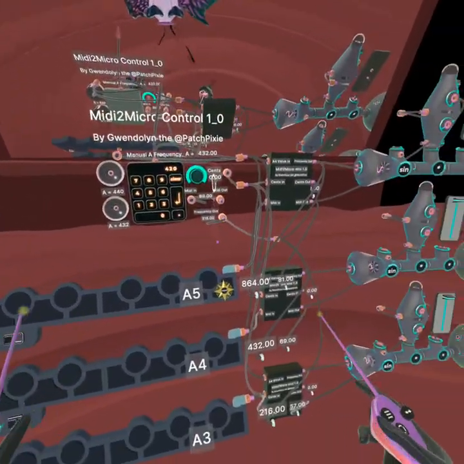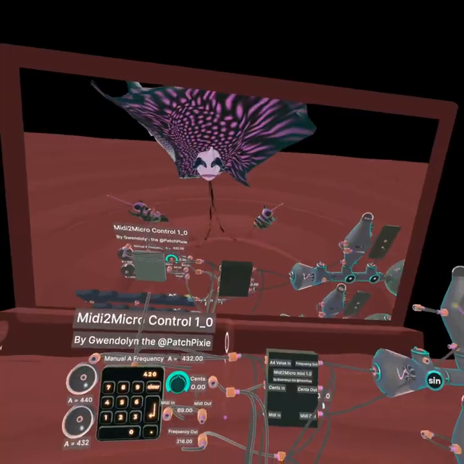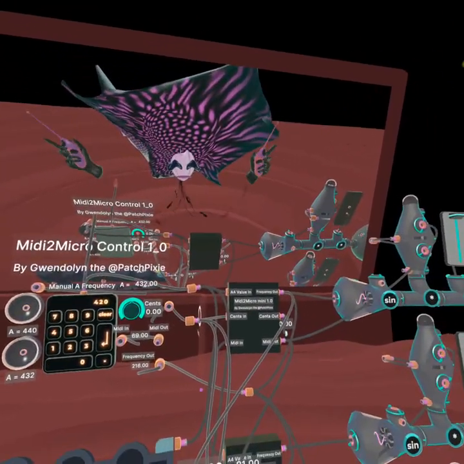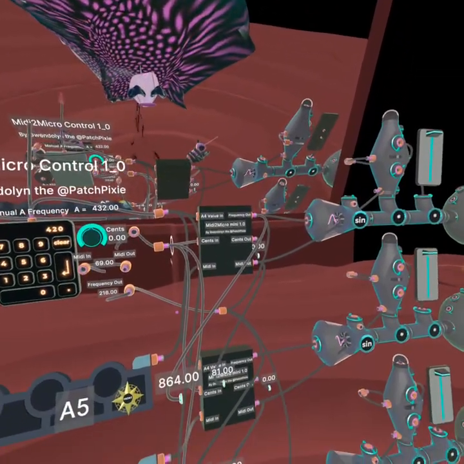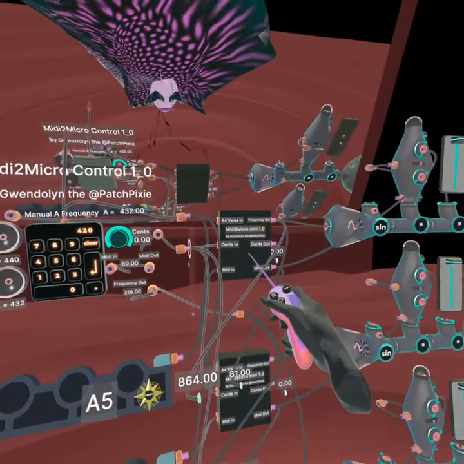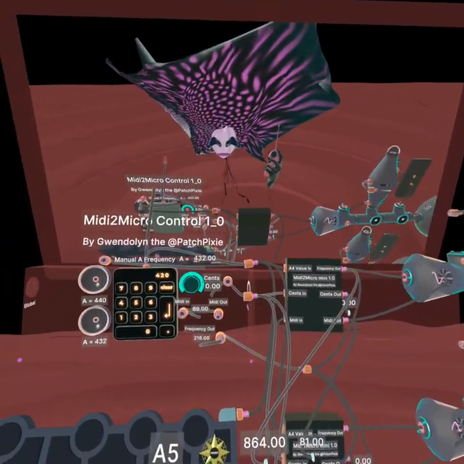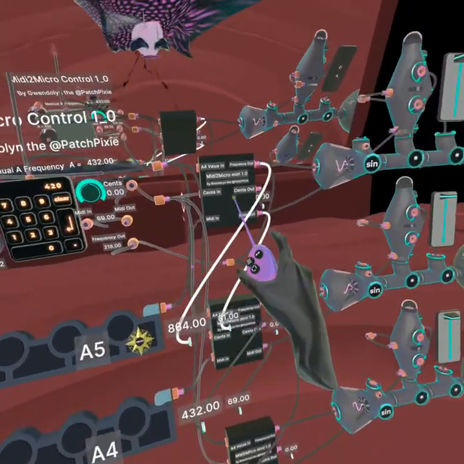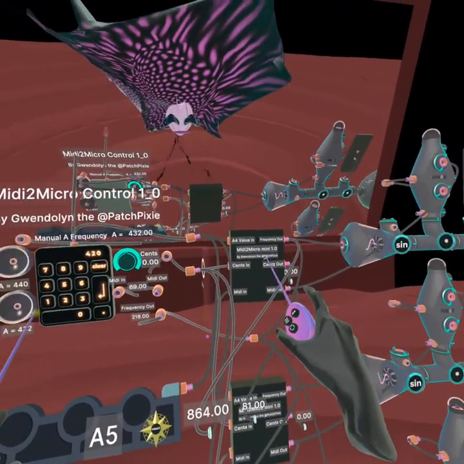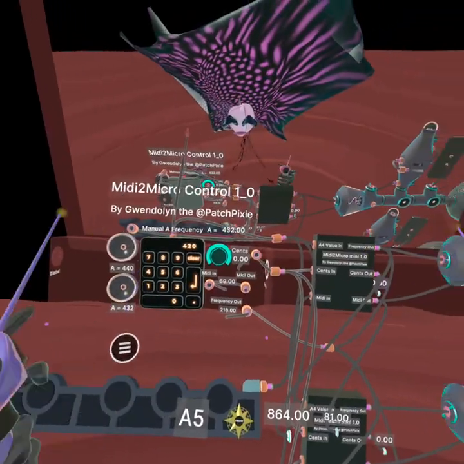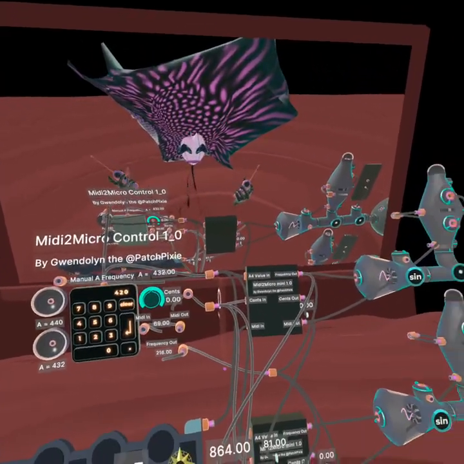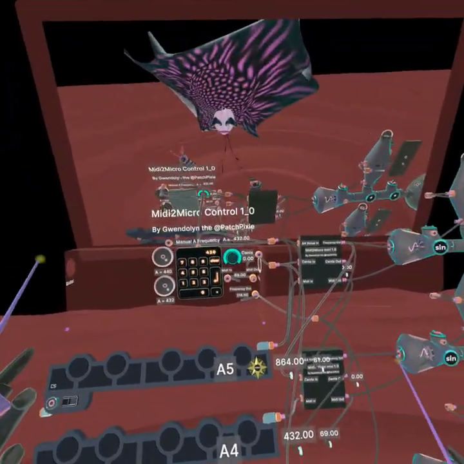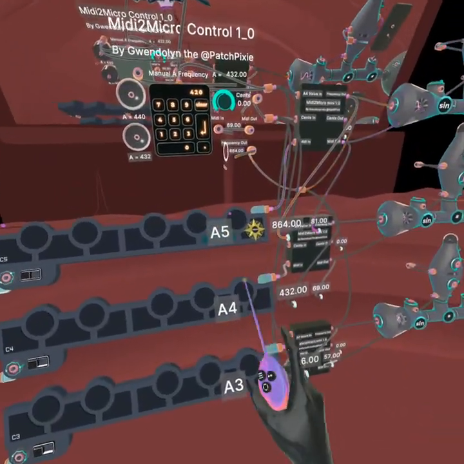But yeah, I have this object published, and there's a world that I published in Patchworld VR. This is in Patchworld VR for those of you who have stuck around this long and don't know what I'm doing. I built this all. You can check it out if you go to Patchworld, search for me, Patch Pixie. You'll find the Midi2Micro mini object, as well as this control panel, available to play around with in a world that I have published. So have fun, and show me the stuff that you build with this.